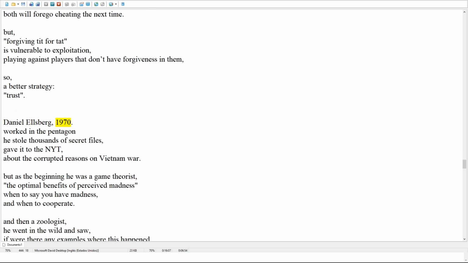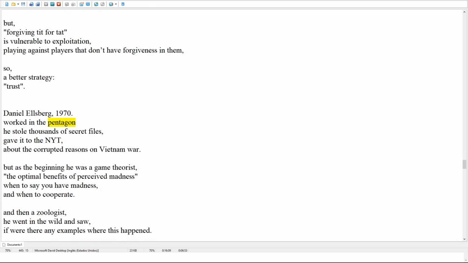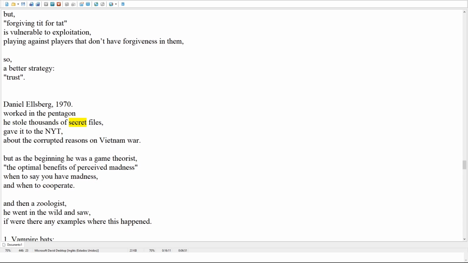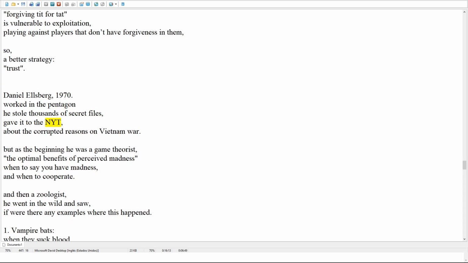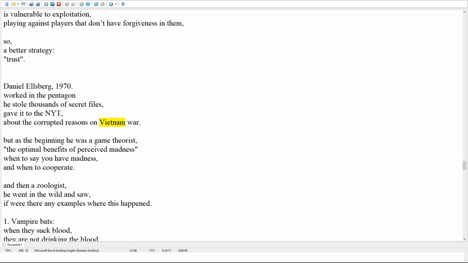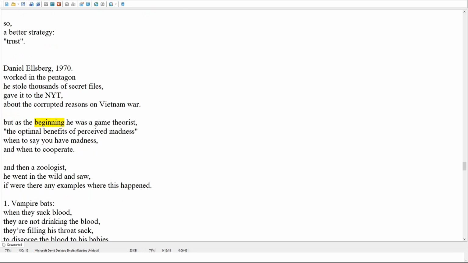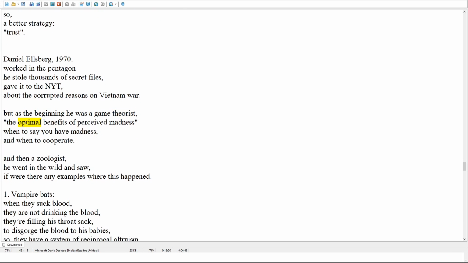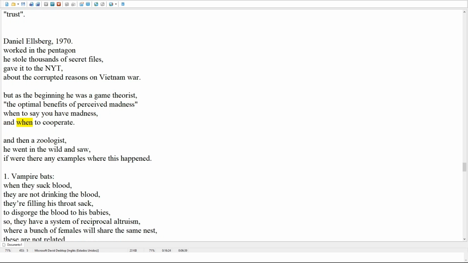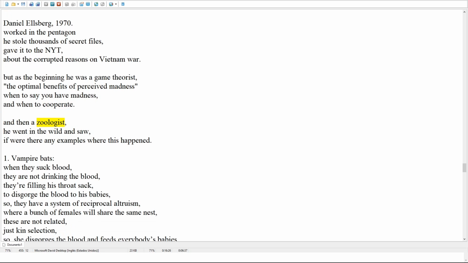Daniel Ellsberg, 1970. Worked in the Pentagon. He stole thousands of secret files and gave them to the NYT, about the corrupted reasons for the Vietnam War. But in the beginning he was a game theorist, studying the optimal benefits of perceived madness: when to say you have madness, and when to cooperate. And then he became a zoologist.